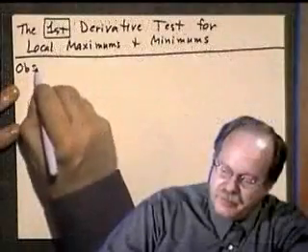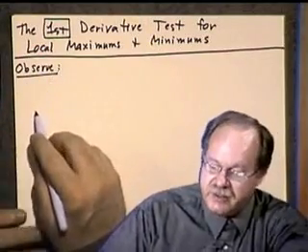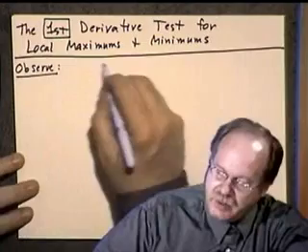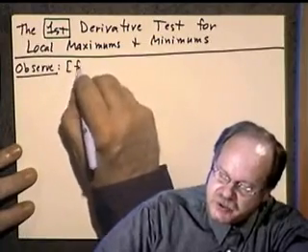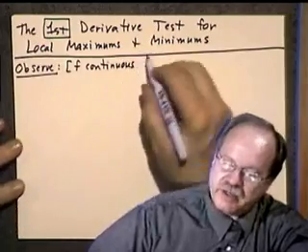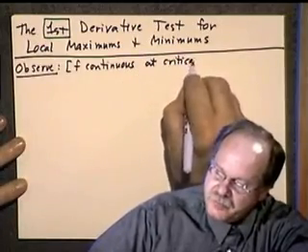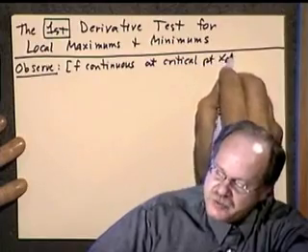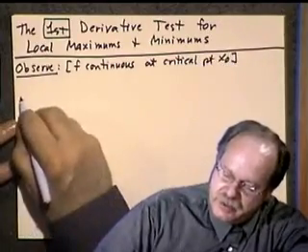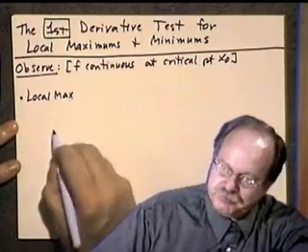Observe the following. And from these pictures, we will be able to deduce the first derivative test. Now, in all of these situations, I'll just mention that f is continuous, so there are no breaks in it, and it'll be continuous at the critical point, x naught. Then, let's first look at a local max situation.